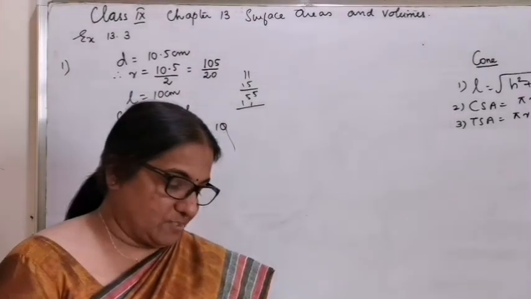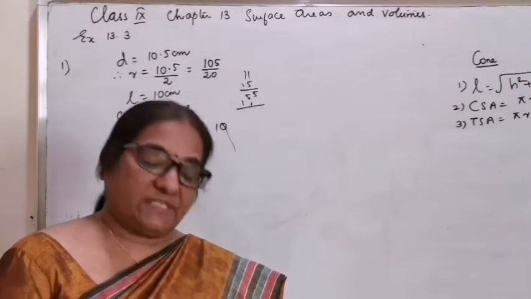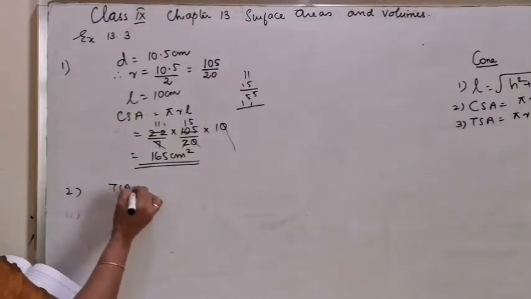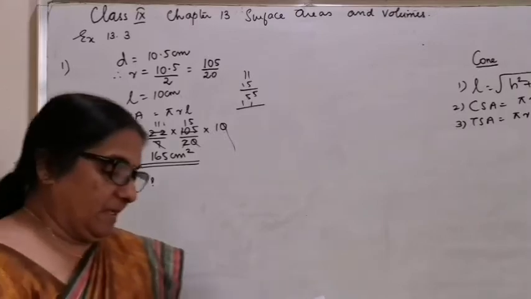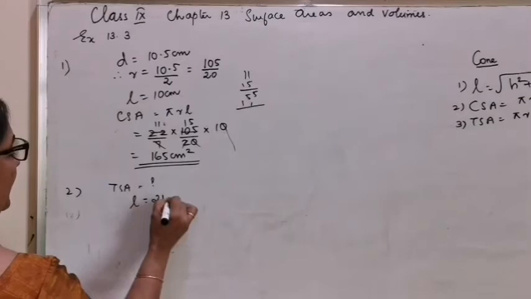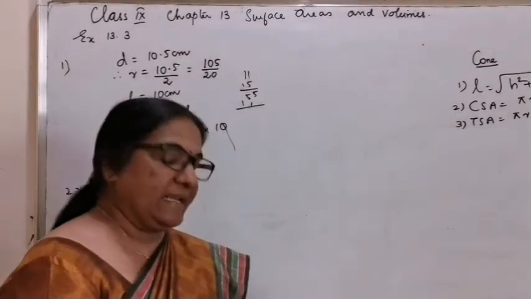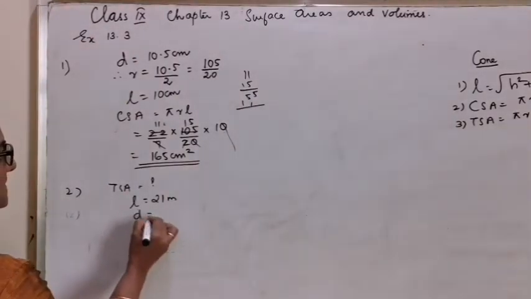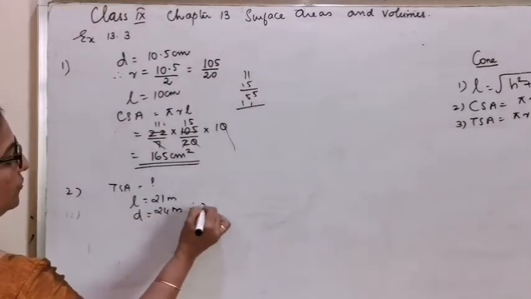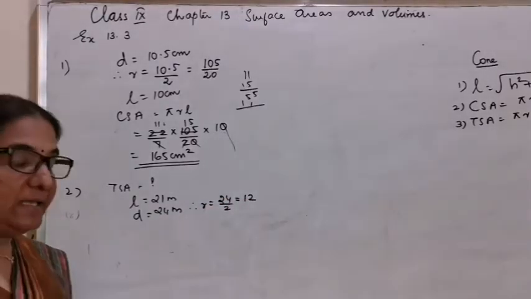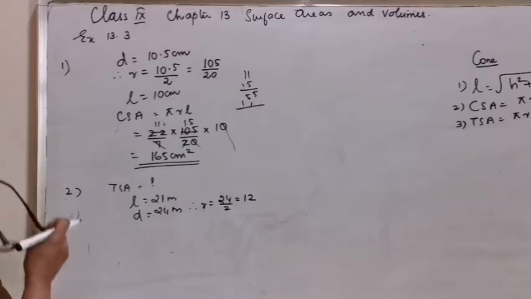The next question. Find the total surface area of a cone. The TSA of a cone has to be found out. If its slant height is 21 meter, L is equal to 21 meter, and the diameter of the base is 24 meter, therefore radius is equal to 24 by 2, which is equal to 12. You are asked to find out the total surface area.